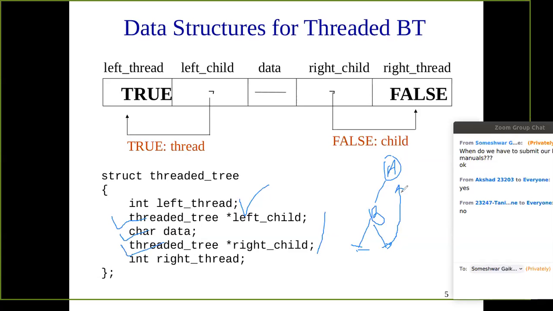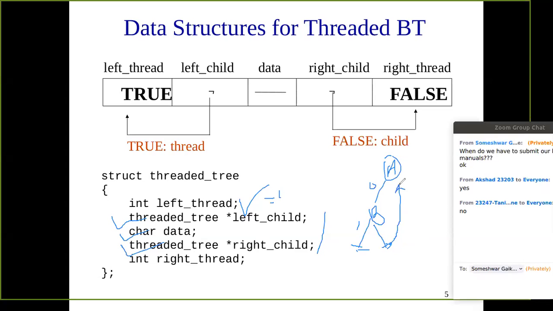Now there should be some way to identify whether this is the original link or a newly created link. The original link will simply be called a link, and the newly created link will be called a thread. So there should be a differentiation between link and thread. For that we are using left thread and right thread. If we have a thread, the value gets assigned equal to 1. Otherwise, for a link, it will be equal to 0. In this case, left thread will be 0, and in this case, left thread will be 1. If left thread is 0, that means it is the original link. If left thread is 1, that means it is a thread, not the original link.